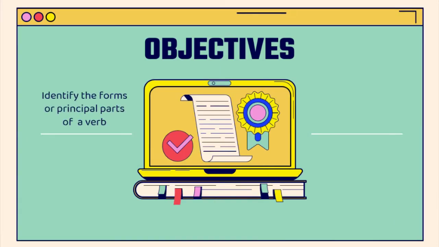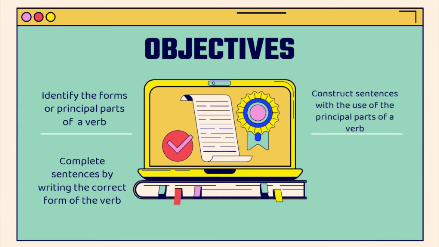Identify the forms of principal parts of a verb. Construct sentences with the use of the principal parts of a verb. Complete sentences by writing the correct form of the verb. And lastly, cite the importance of verb forms in daily communication. So let's get started.